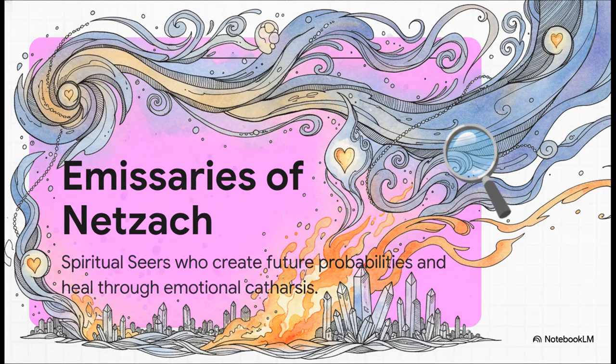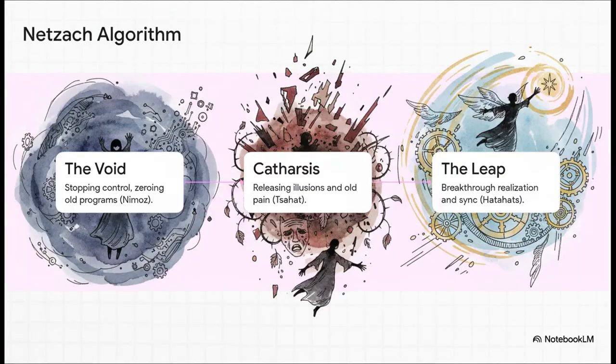They're like quantum weavers, literally preparing the fertile ground for your most successful future timelines. So, let's break down how this actually becomes an actionable process. There is a distinct algorithm of Netzach driven by these 3 emissaries. Step 1 is the void, guided by Nimazith.